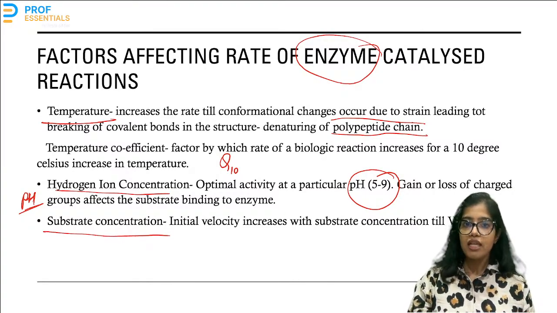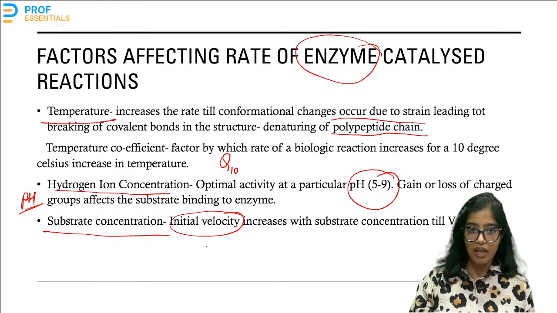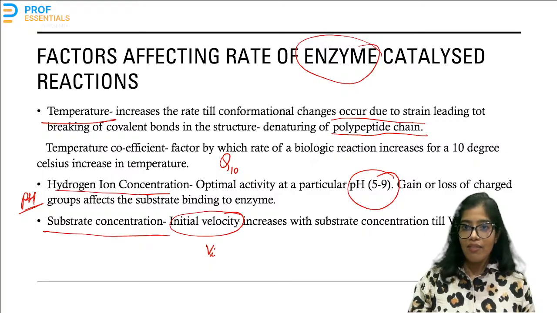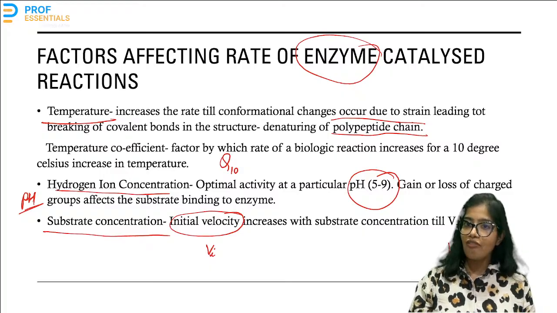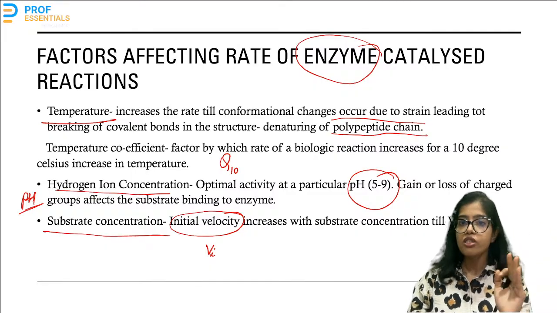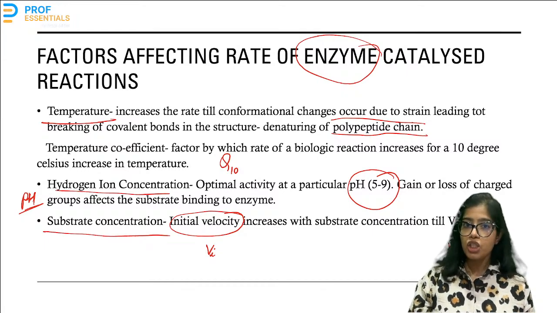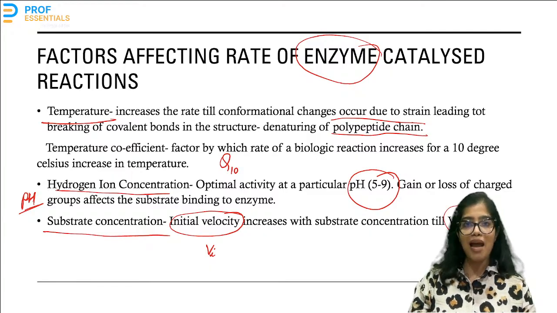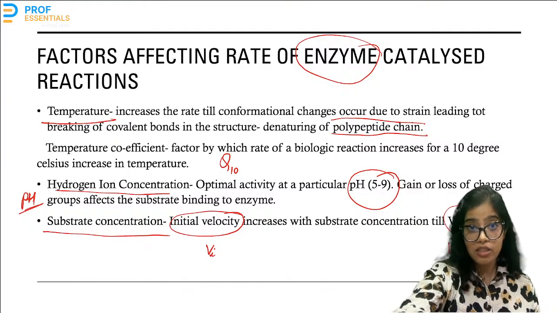Okay, so there is an initial velocity of the reaction, VI, that is measured at the start of a reaction, and there is a maximum velocity of the reaction, the maximum velocity that the reaction can attain. After that, the velocity of the reaction is not going to increase no matter how much you raise the concentration of the substrate. So the initial velocity increases with the substrate concentration till you attain Vmax, after which the velocity plateaus. Now, why is it so?